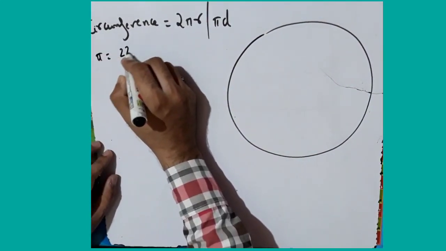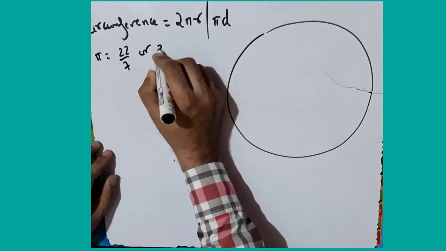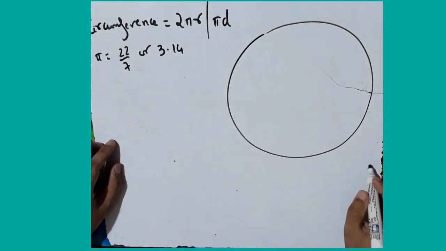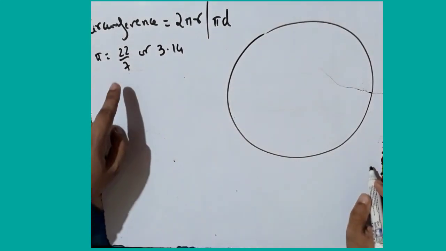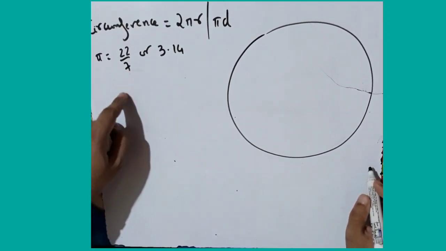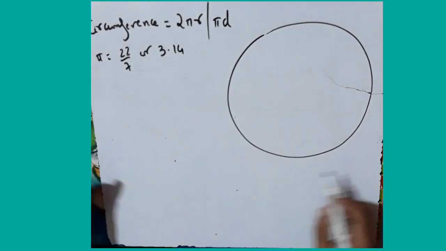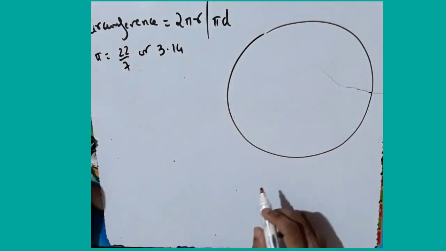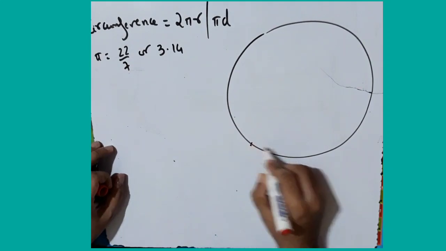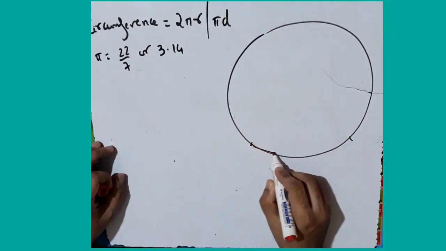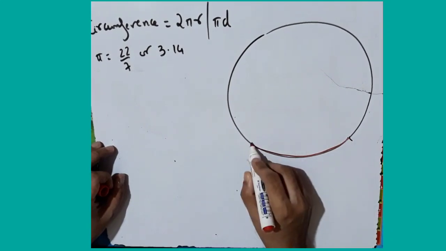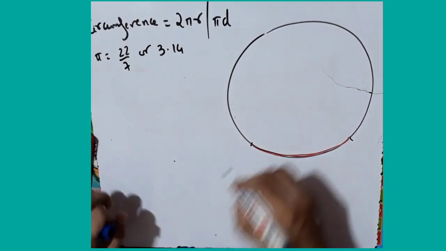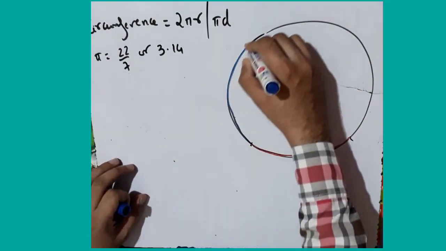Pi has two values, one is 22 upon 7 and the other value is 3.14. Depending upon the values of radius and the diameter, we will take the value of pi as 22 upon 7 or 3.14. Now this entire circle I am dividing into two arcs. One arc is in red color, and the other arc is in blue color.